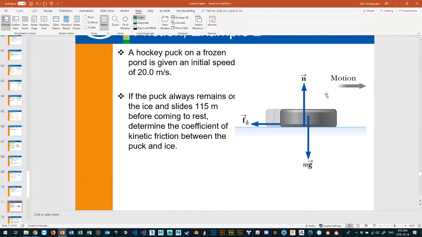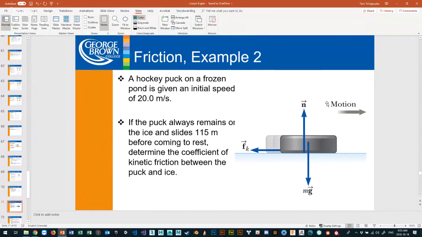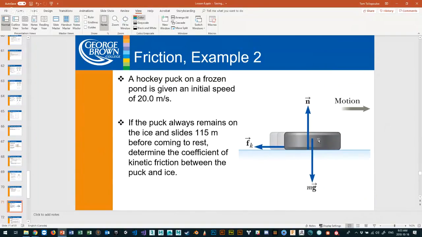All right, so I'm not going to keep going to this. Here's another example. I have a hockey puck on a frozen pond. We're almost done. It's given an initial speed of 20 meters per second, so I have some numbers. The puck remains on ice and slides 150 meters before coming to rest. Determine the coefficient of kinetic friction between the puck and the ice.